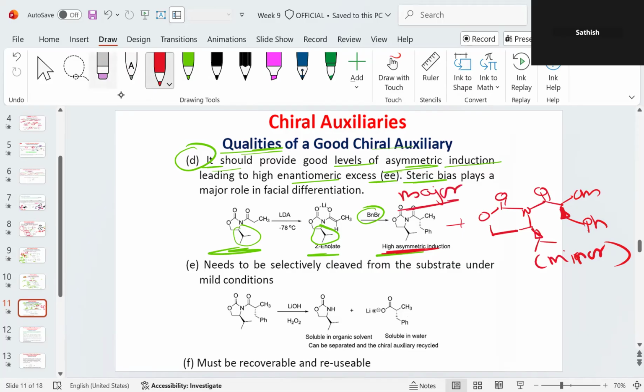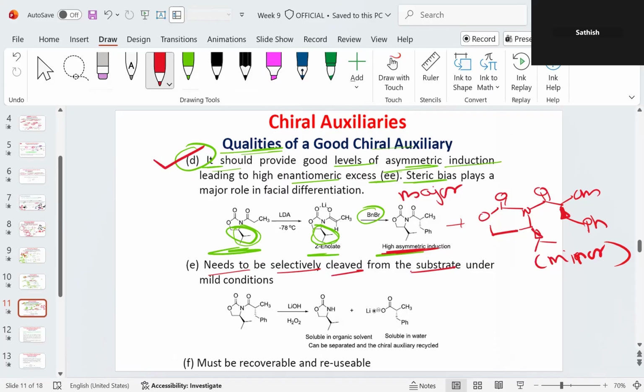And how the major product formation is mainly governed by the stereochemistry present in the auxiliary part. So this is how we need to have a good level of asymmetric induction. The next, sixth quality for the chiral auxiliary is that it needs to be selectively cleaved from the substrate.